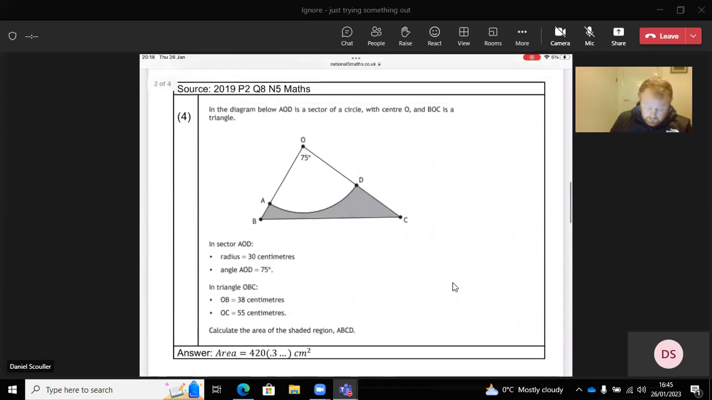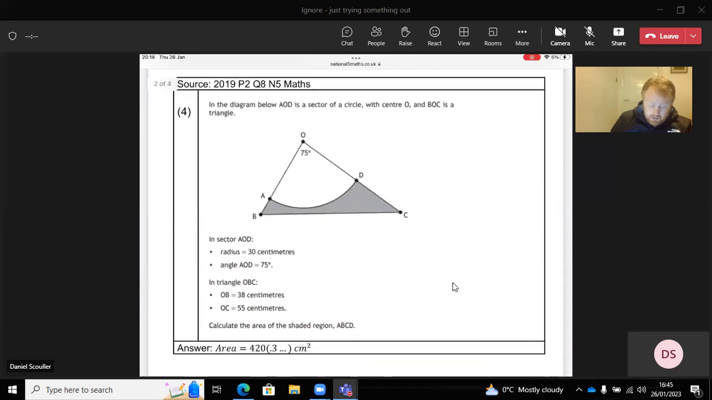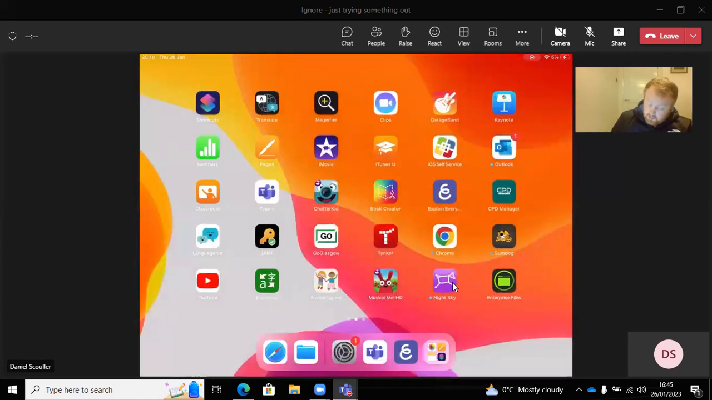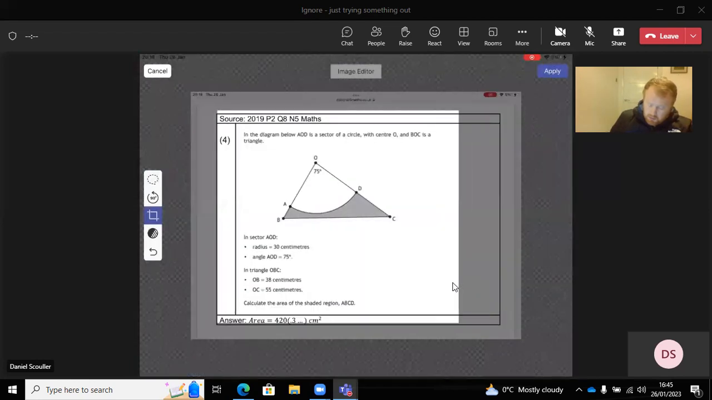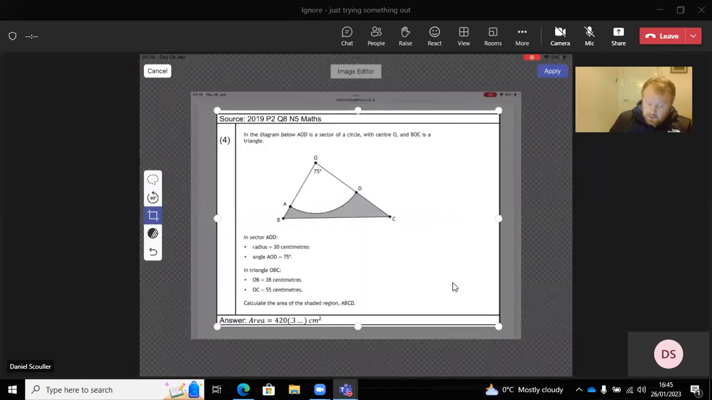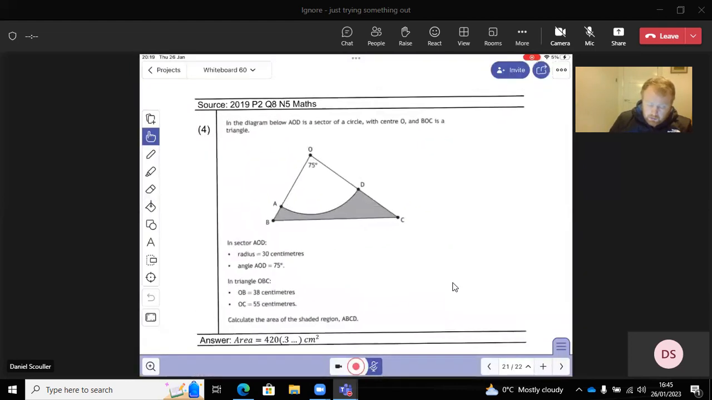Right, I've seen this one, and I want to look at it because it's got a triangle and it's got an arc involved. Christ, the 2019 paper was a shocker. This is 2019 as well. The people that made the paper must have been angry. Right, let's have a wee look at this question.